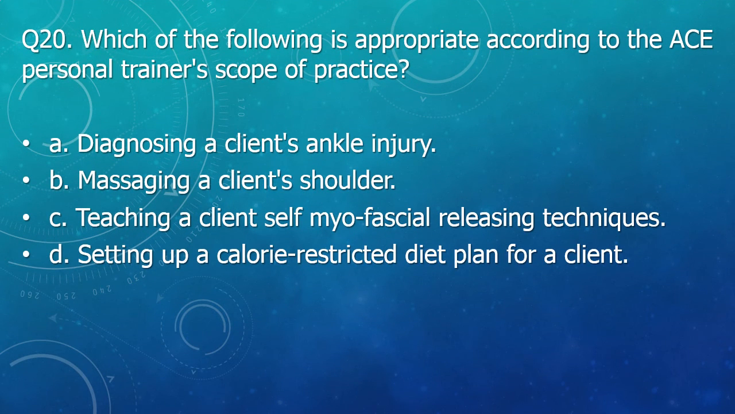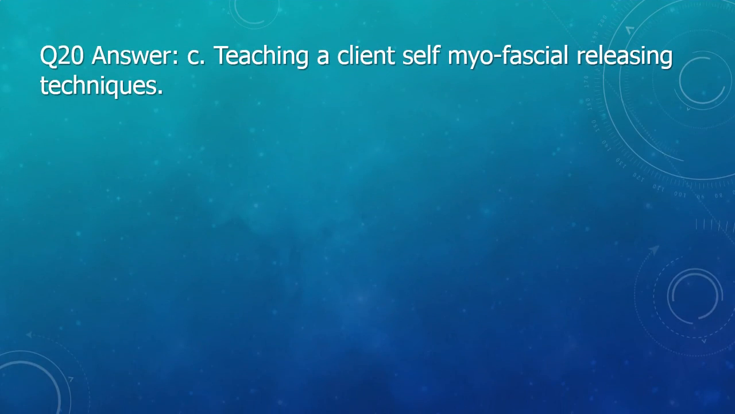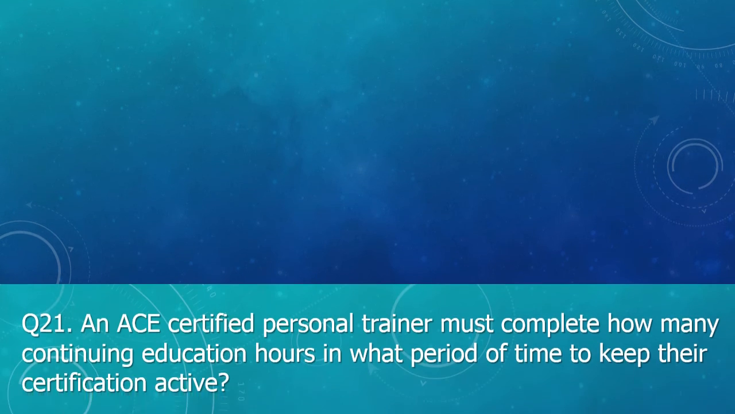Question 20. Which of the following is appropriate according to the ACE personal trainer's scope of practice? A. Diagnosing a client's ankle injury. B. Massaging a client's shoulder. C. Teaching a client self-myofascial releasing techniques. D. Setting up a calorie-restricted diet plan for a client. Question 20. Answer C. Teaching a client self-myofascial releasing techniques.